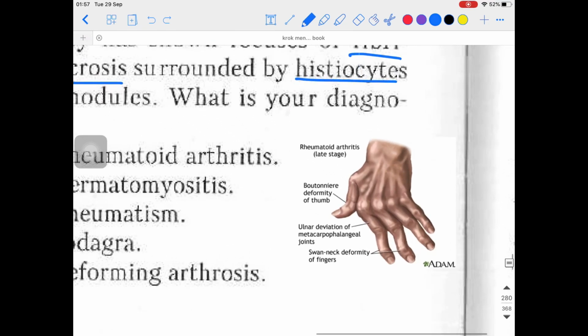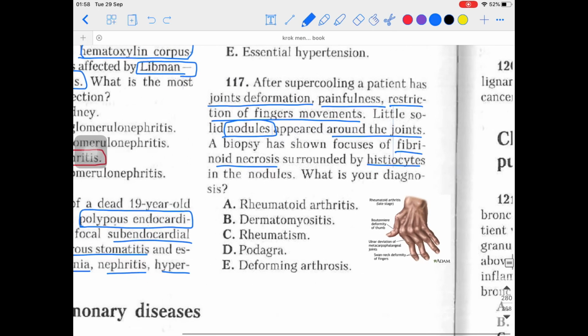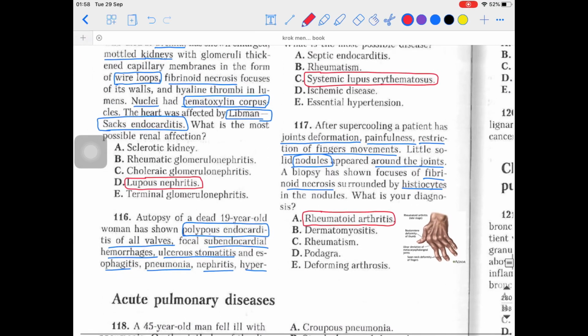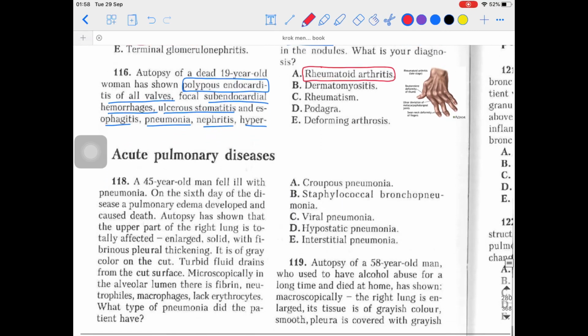That is the proximal and the distal interphalangeal joint. These are the smaller joints, right? So your answer will be very clear over here. That will be rheumatoid arthritis, isn't it? So yes, that was the discussion of rheumatism. Now let's move on to the lungs, and let's start with the discussion of acute pulmonary disease.